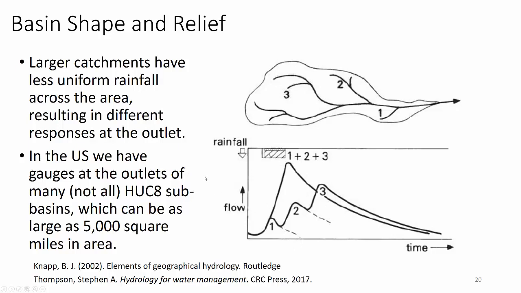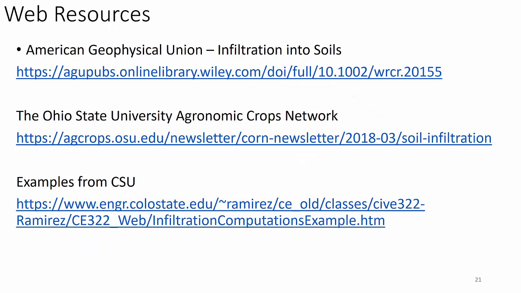So in the U.S., we have gauges at the outlets of many, not all, HUC 8 watersheds, which can be as large as 5,000 square miles. So we monitor these things, but monitoring them is not enough in most cases. So that's why we have to start simulating them, and that's what we'll talk about in our next lecture.